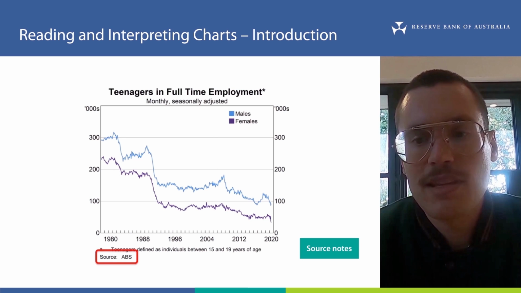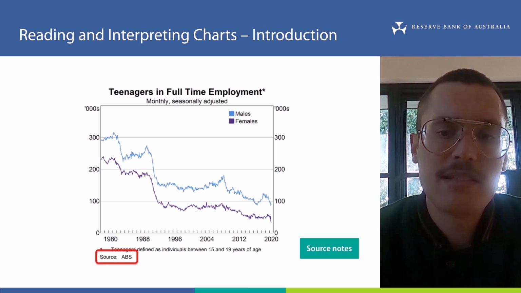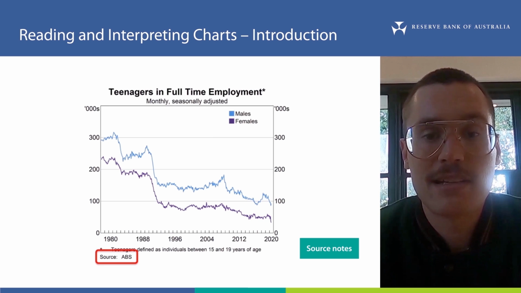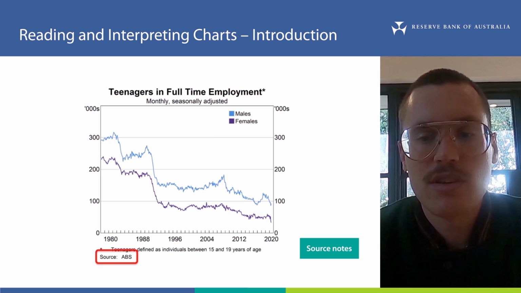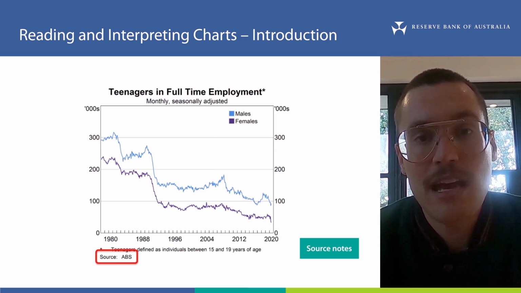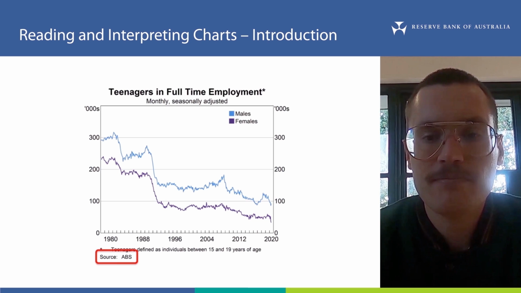And finally, we'll talk about the source notes. The source notes tell you where the data come from. In this instance, the data come from the ABS, or Australian Bureau of Statistics, which is one of the main providers of economic data in Australia. The source notes are useful if you wanted to find the data for yourself. For example, you could find the data on this chart on the ABS's website.